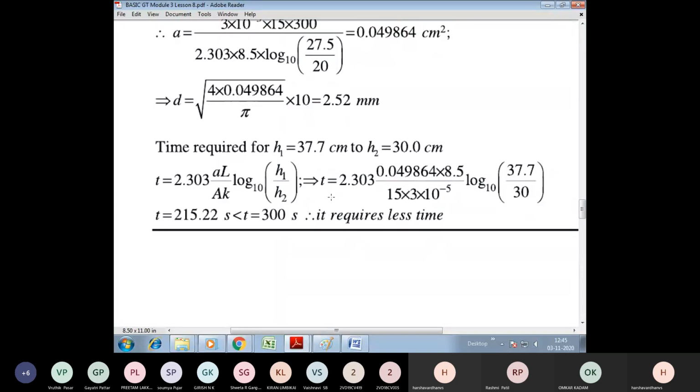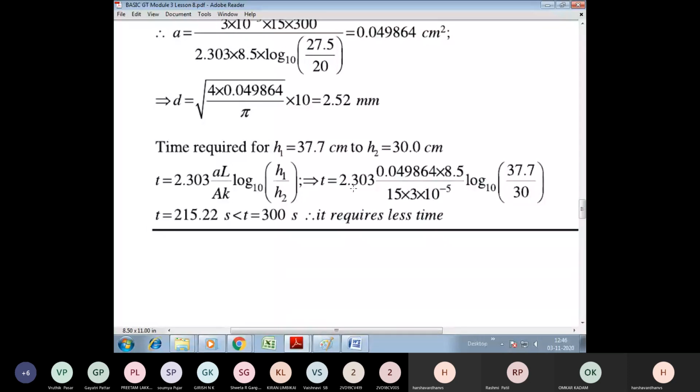Okay, we'll go to the next topic. We are done with the problems regarding laboratory determination of coefficient of permeability. Please remember there are two tests conducted in lab to determine coefficient of permeability.